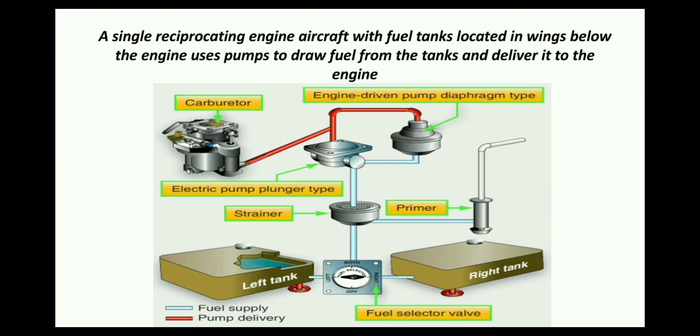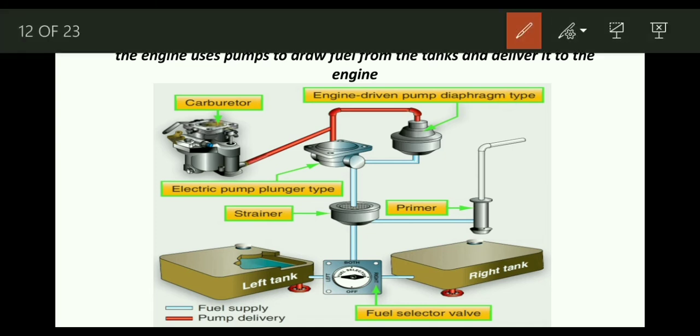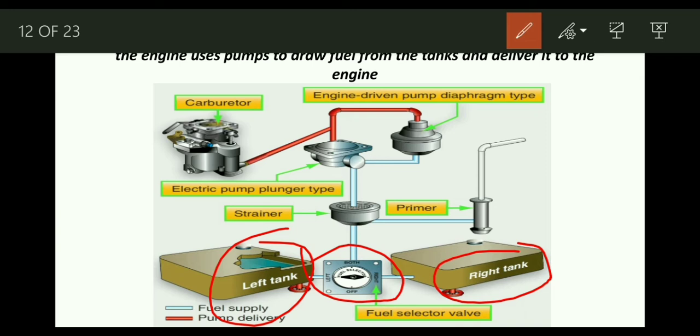Single reciprocating engine. You can see here the two tanks are located on the left and right side, and this is the fuel selector valve. In the pump feed system, we can only select one tank at a time. It is not possible to deliver fuel from both tanks. After that we come to the strainer. The strainer is used to collect dust and water droplet particles. It removes all the particles, and then the primer is used to prime the engine.